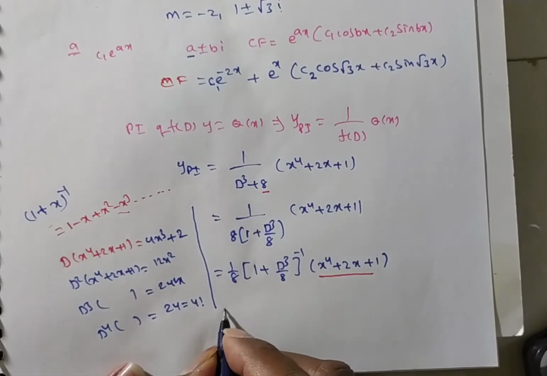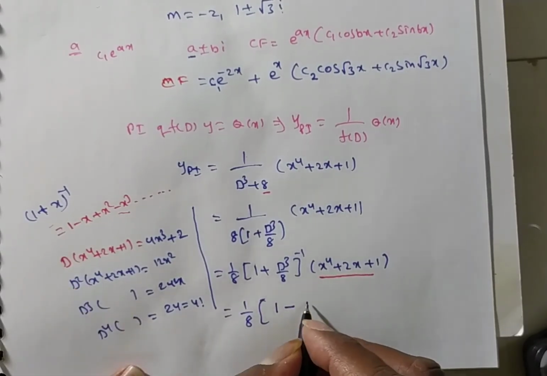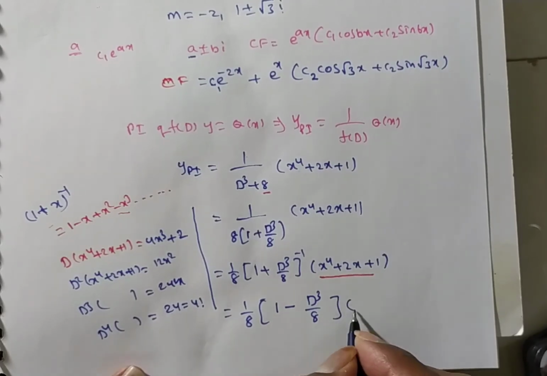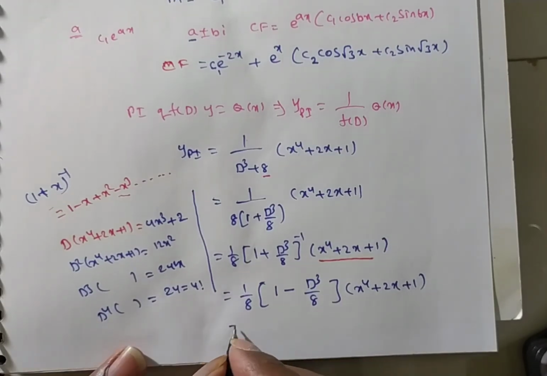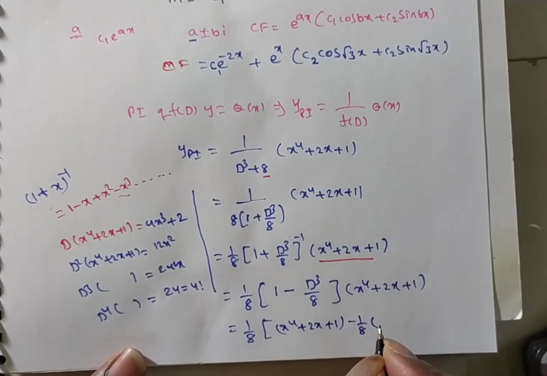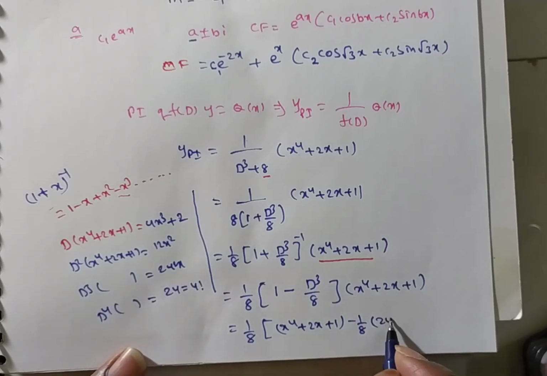Now in this case, 1 by 8 times of 1 minus x. What is x here? You have D cube by 8. Next, x square is nothing but D power 6. Is D power 6 required? No. So close the bracket, into x to the power of 4 plus 2x plus 1. Now multiply inside. Then 1 by 8 times of x to the power of 4 plus 2x plus 1 minus 1 by 8 times of D cube of this bracket. What is the D cube here? D cube is maximum 24x. Whatever the next derivative is, 0. So no need to write.